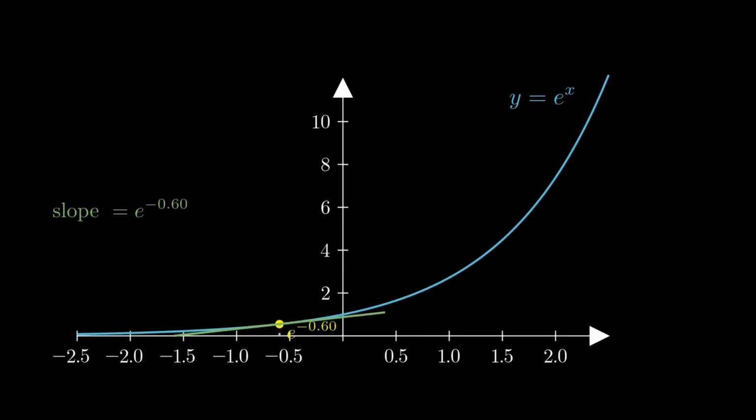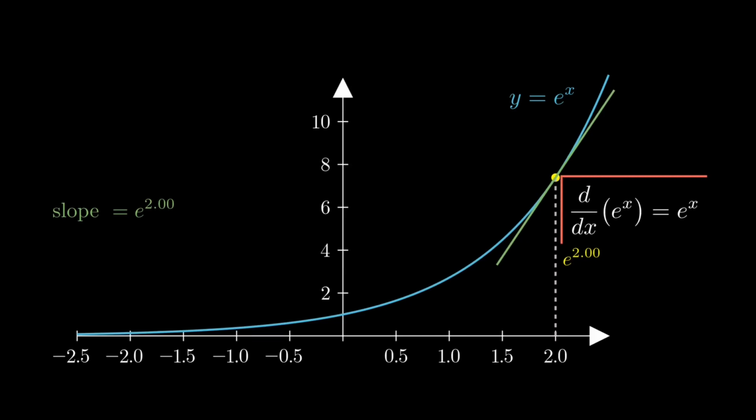At every point, we draw a tangent and compute its slope. What we find is remarkable. The slope at any point is equal to the value of the function itself. If y equals e to the power x, then dy by dx is also e to the power x. In other words, e to the x is its own derivative, and this makes the exponential function so central in physics and mathematics, especially when dealing with growth, decay, feedback, and continuous compounding.